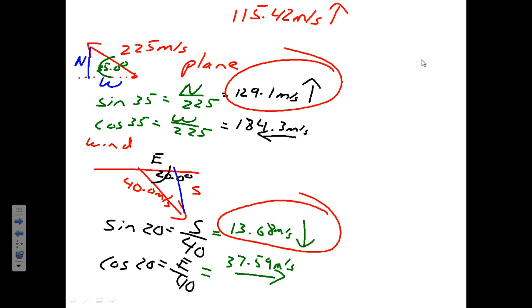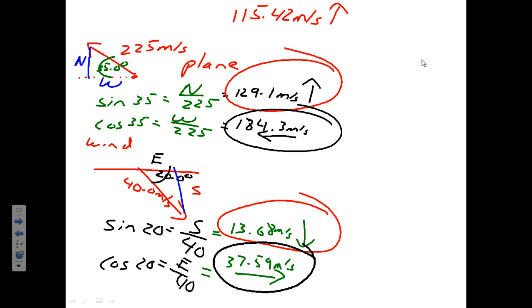Now we're going to do the same thing with our horizontals. We're going to take that one and that one. Put those two together. So west is going to win this tug of war, right? So we're going to take 184.3 and subtract from that 37.59. And when we do, we end up with 146.71, and that is going to the west.